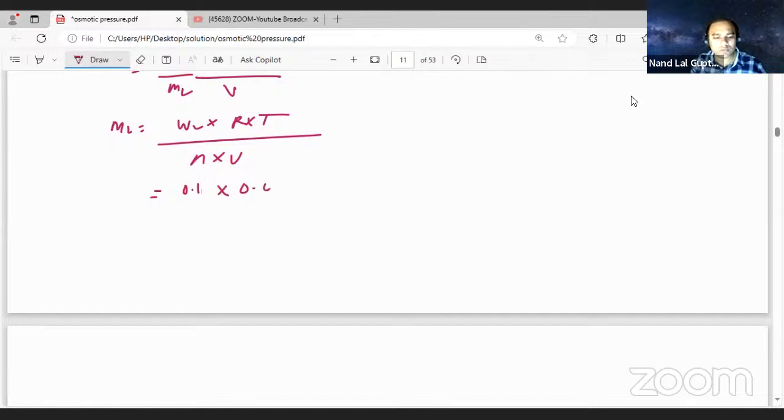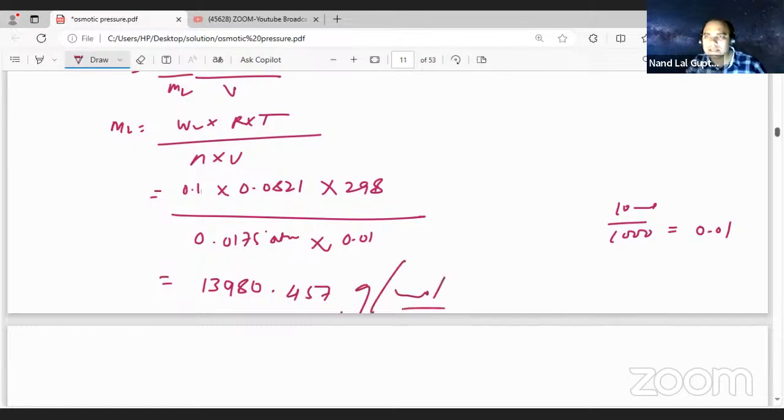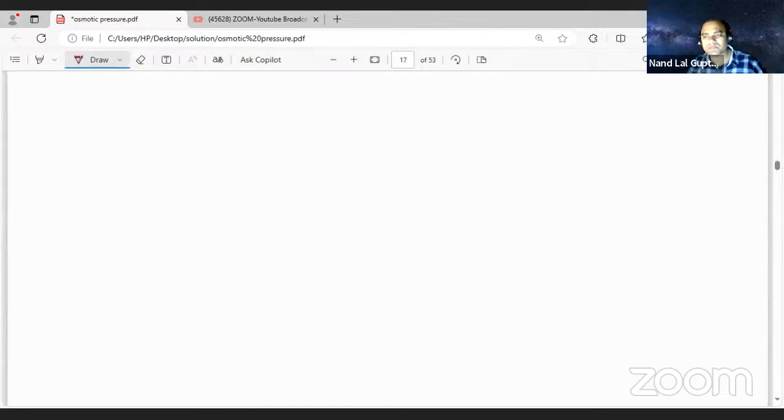Multiply by the R value 0.0821. Multiply by the temperature we have already calculated, 298. Divide by the pi value 0.0175 atm that we just calculated, and the volume. Volume is 10 ml, so you have to divide by 1000. So it is going to be 0.01. If you solve this one, it is coming 13980.457 gram per mole.